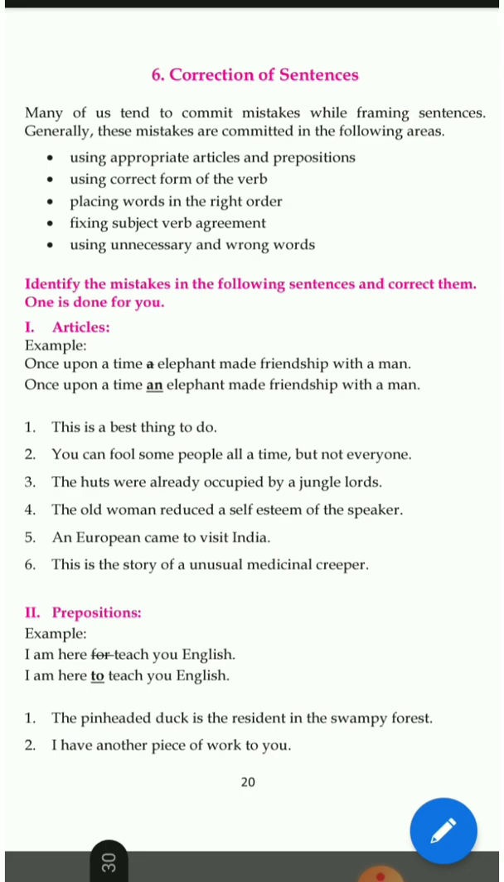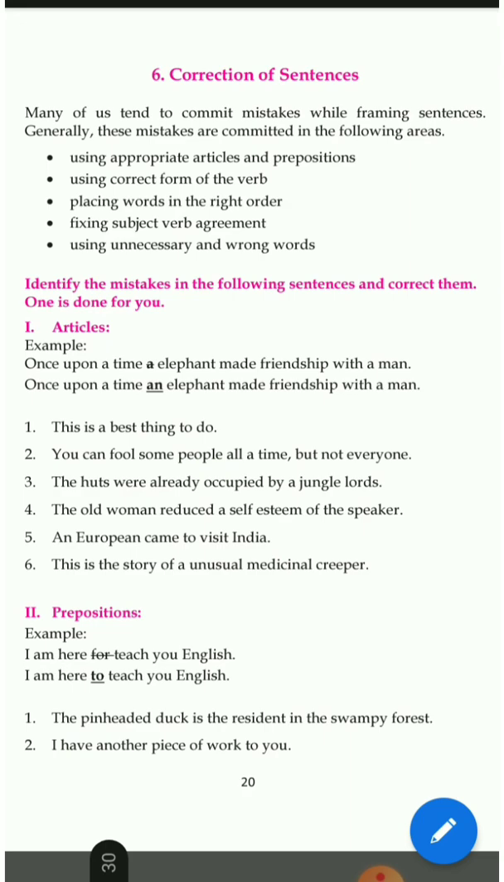Look at the example: I am here for teach you English. We don't say that. We say I am here to teach you English. We don't say here for, but I am here to teach you English.